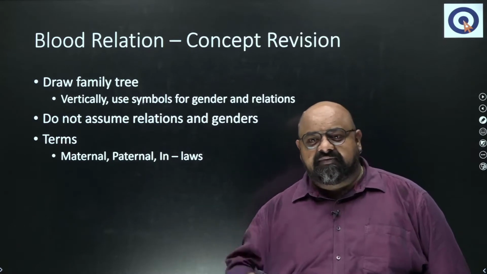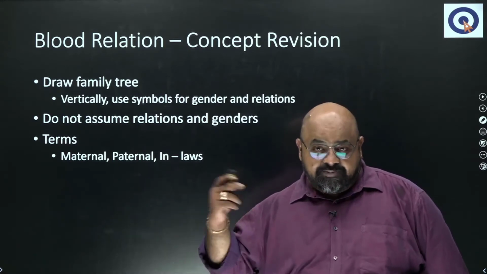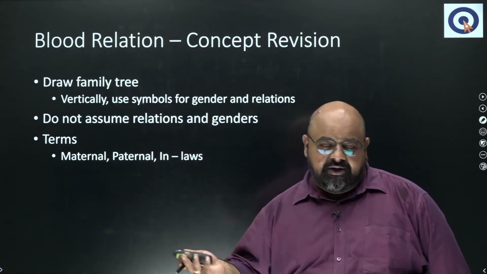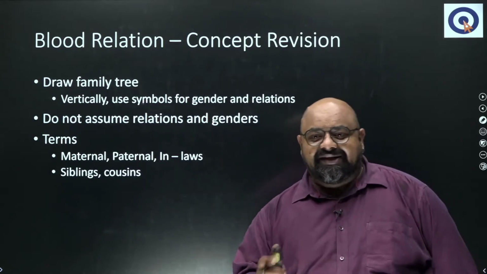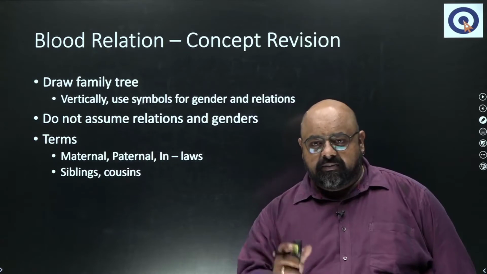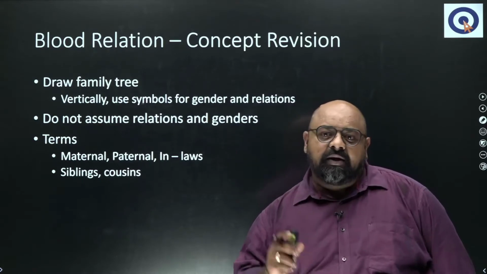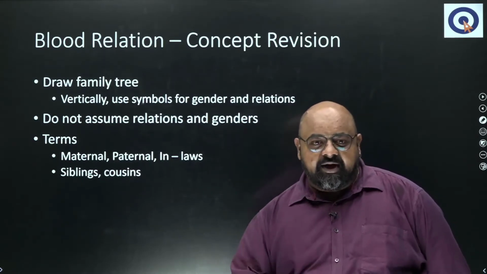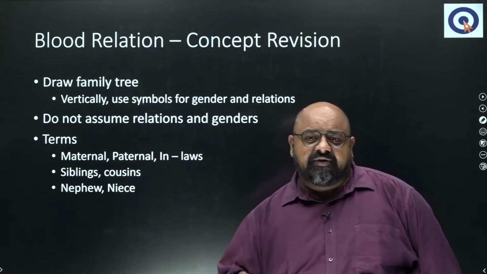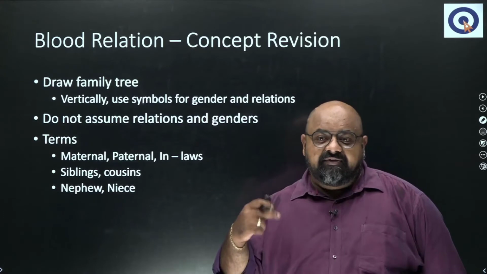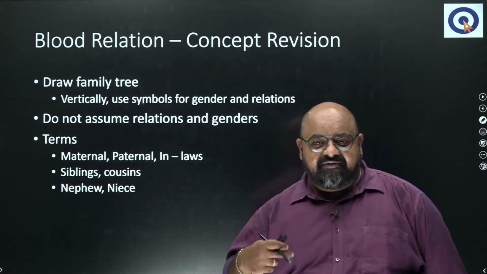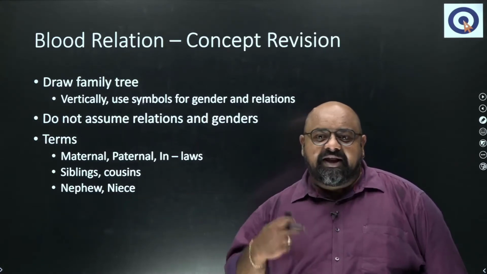Similarly, in-laws means someone who's from the side of your spouse. Spouse means the husband or the wife, depending on who you are. Then siblings and cousins. Siblings are brothers and sisters from the same parent. Cousins will have different parents, all right? Similarly, nephew and niece. So the counterpart of uncle and aunt is nephew and niece. If A is my uncle, I become A's nephew. Similarly, if I was a female, I would be the niece.